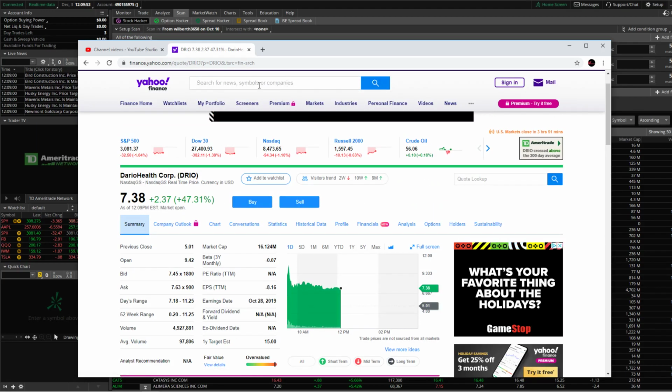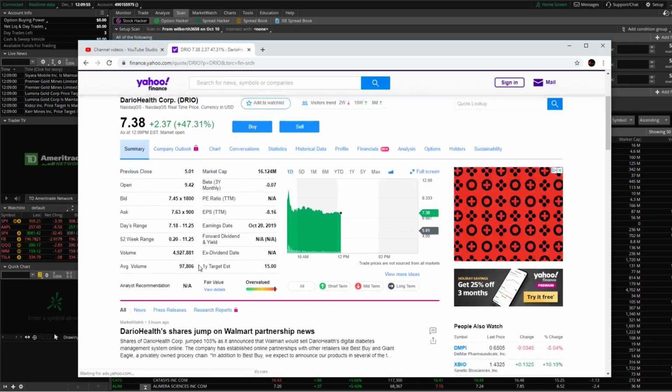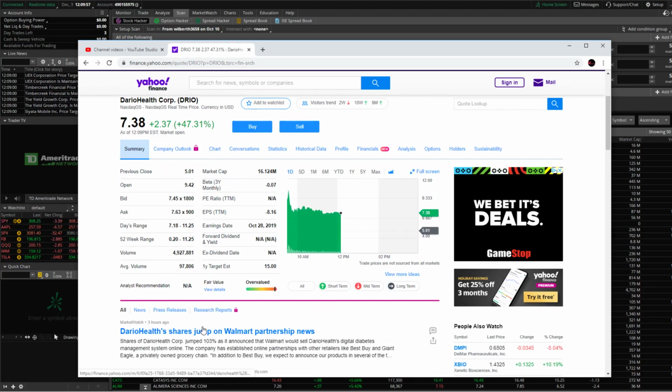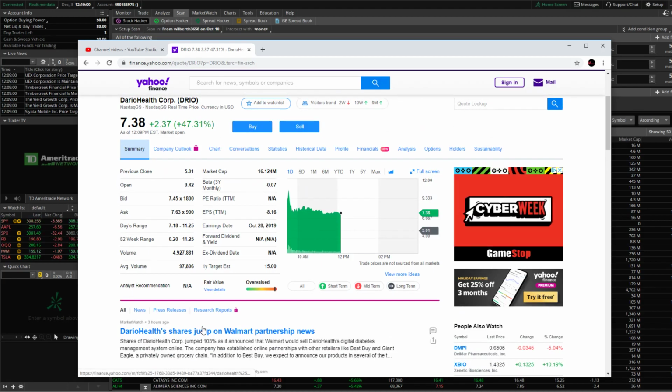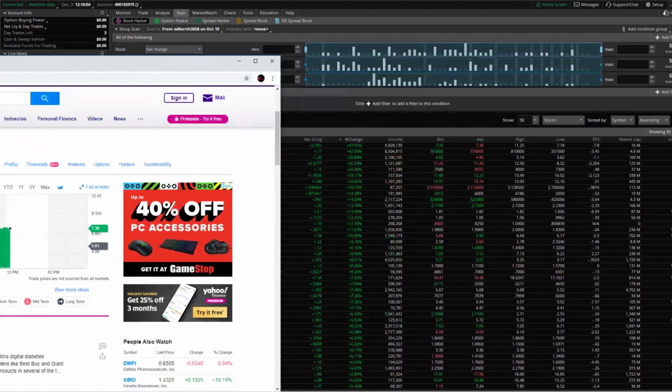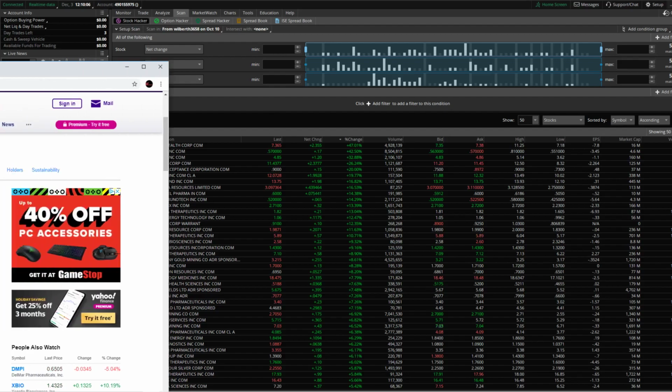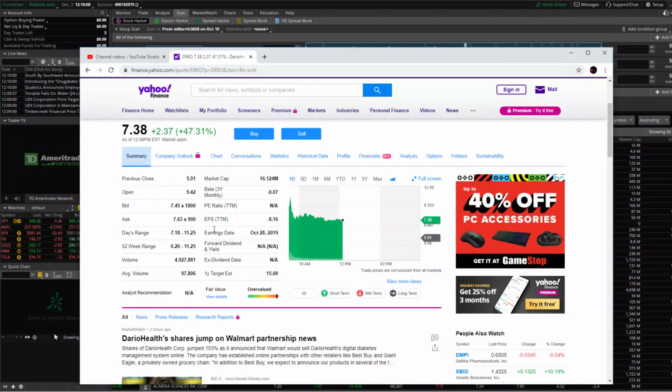Next thing you want to do, pull up DRIO, and boom, right there, the news. You don't need Benzinga. You don't need streaming news services. You could get it just as quick. DRIO pops up here. Boom, you see it pop up. Boom, type in Yahoo Finance, news right there. You don't need Benzinga, and you don't need the streaming news.